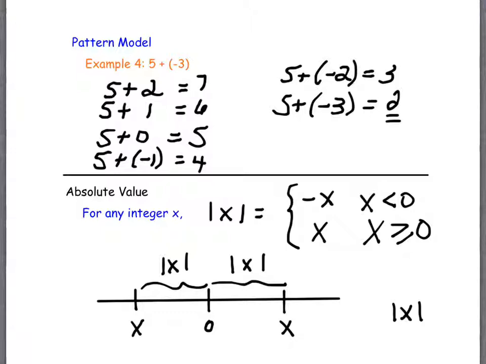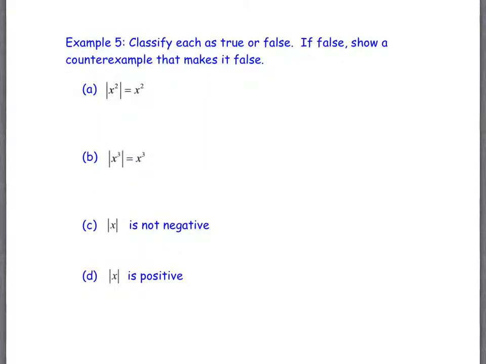So what I want you to see is what happens when we're looking at some examples of these. We're going to classify these as true or false, and if it's false, we're going to show a counterexample that makes it false. What you want to be thinking about is what happens when these negatives get involved, okay? That's what you're sort of thinking about.